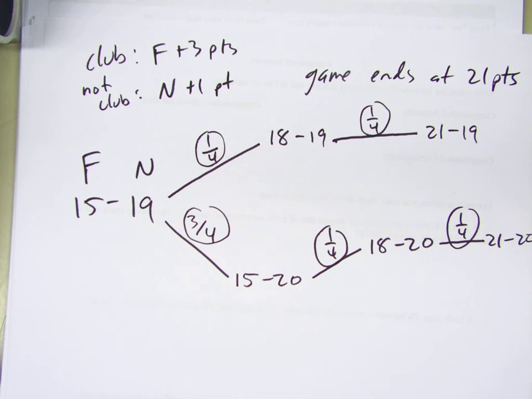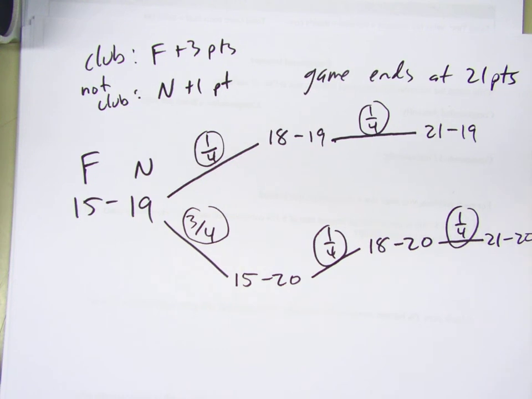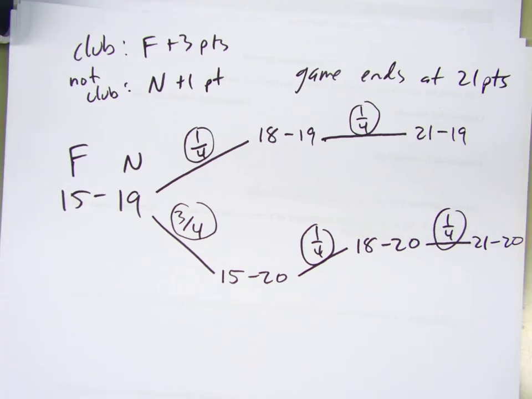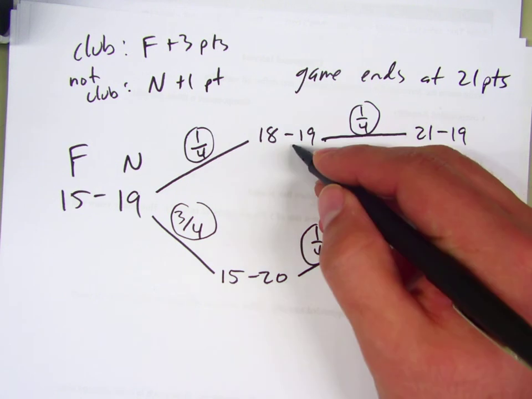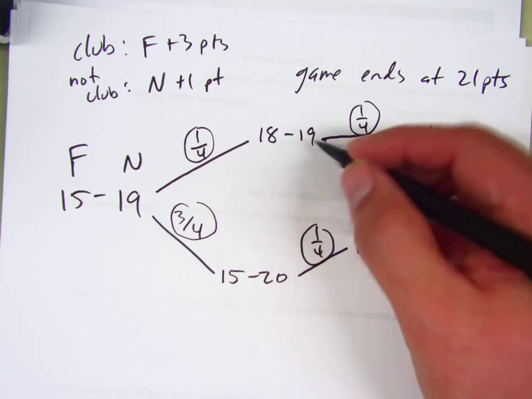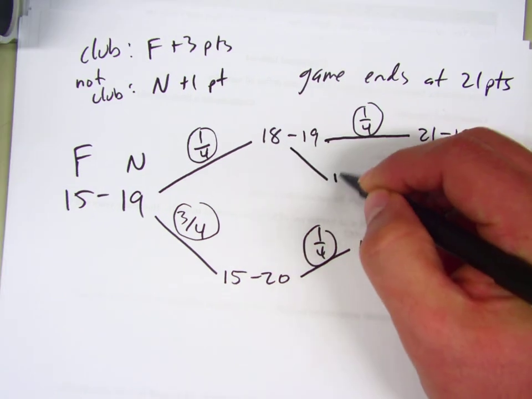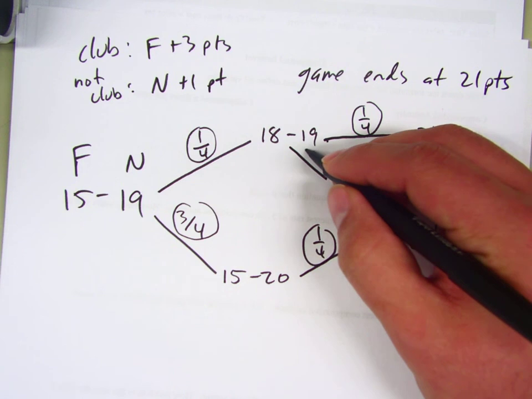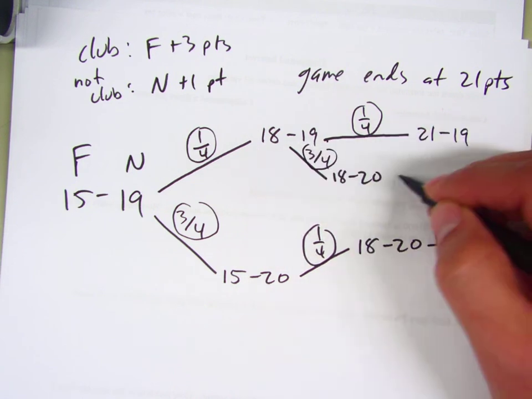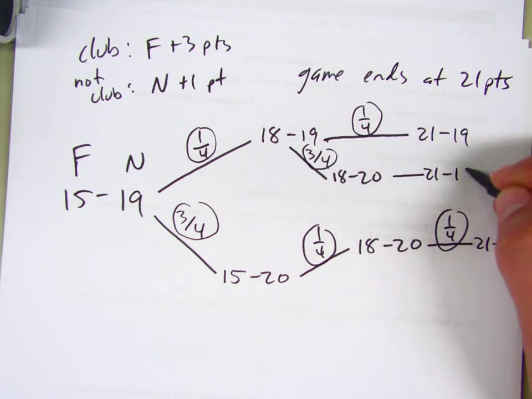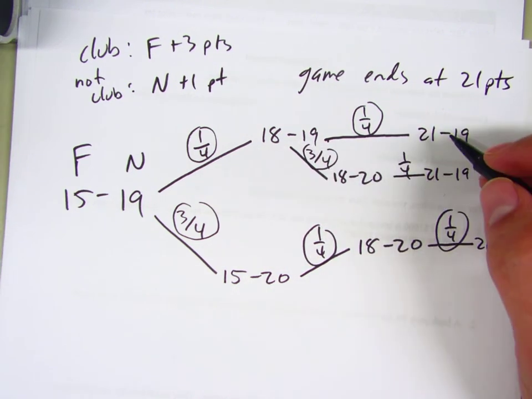There's one more path. Where else could Ned win? Up here, after Flossie wins one time, Ned could win. So now it's 18 to 20 again. And that would happen 3/4 of the time. But then Flossie would have to win the last time, and that would happen 1/4 of the time.